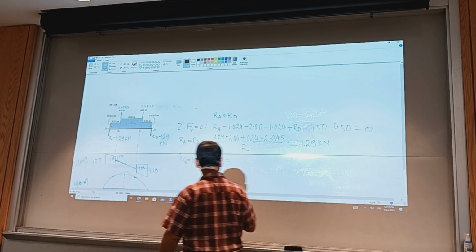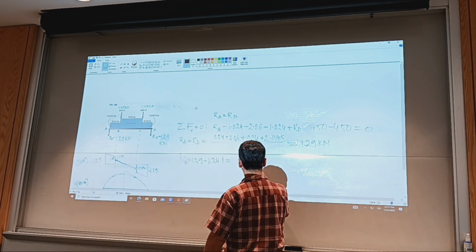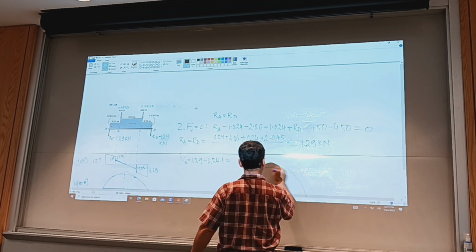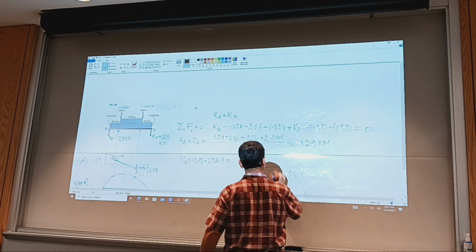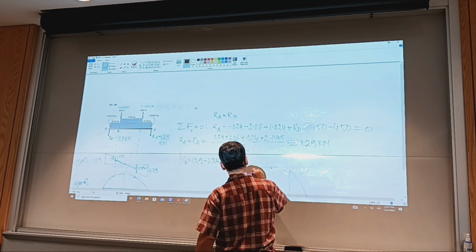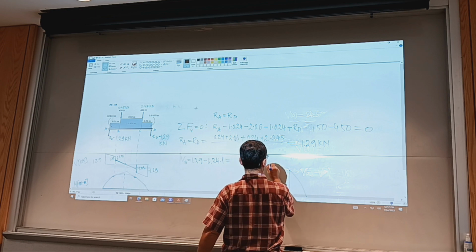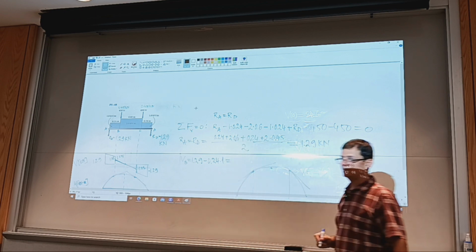Is it clear? I can exaggerate. So it goes like so, and then smooth, and like so. And this is continuous with a maximum here. At points B and C, the tangents have different values. All right.